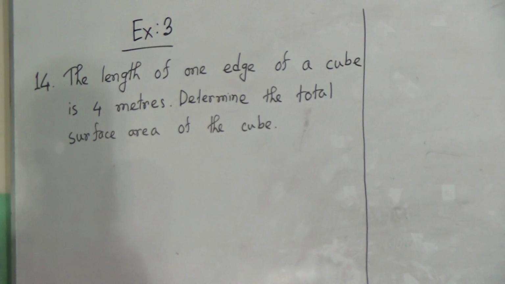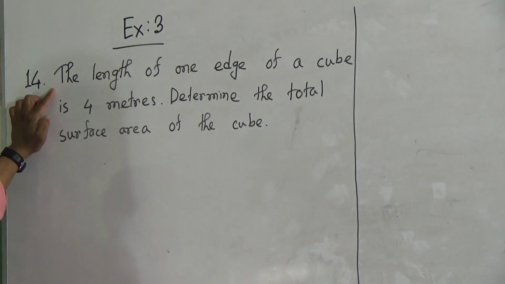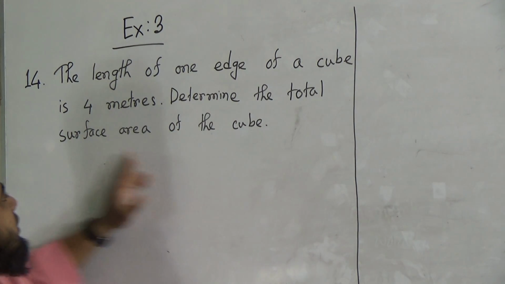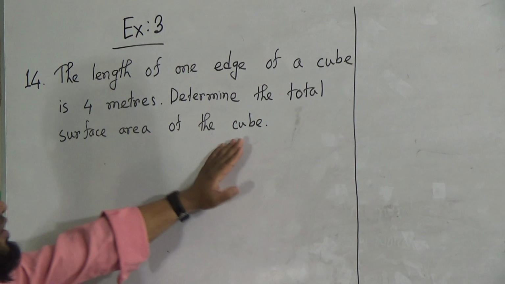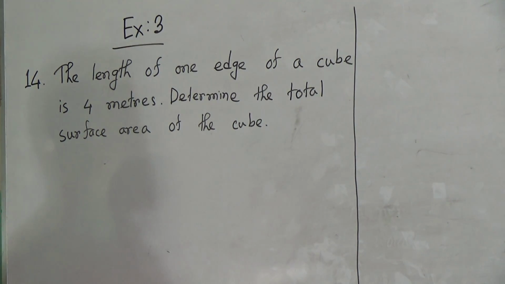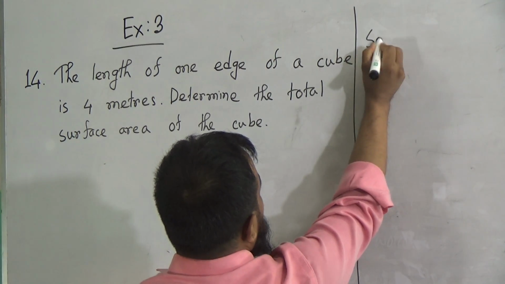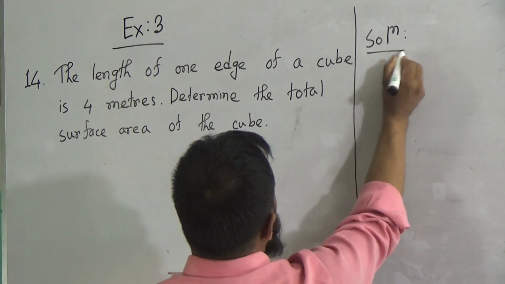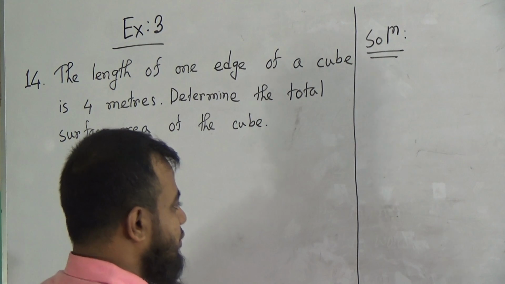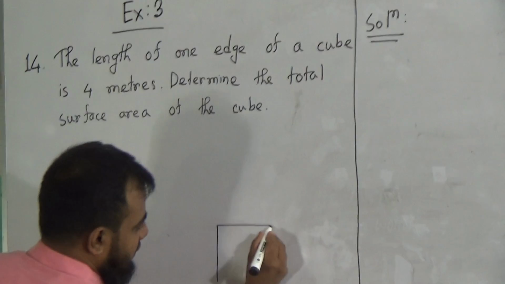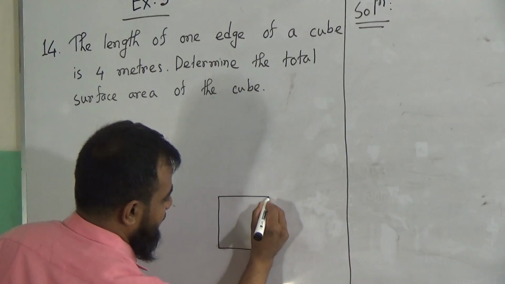Question number 14 is written here of exercise 3. The length of one edge of a cube is 4 meters. Determine the total surface area of the cube. Okay, we need to find out the total surface area. Dear students, to solve this one, we need to know something. Look at the figure. It's a cube. The figure of a cube is like this.